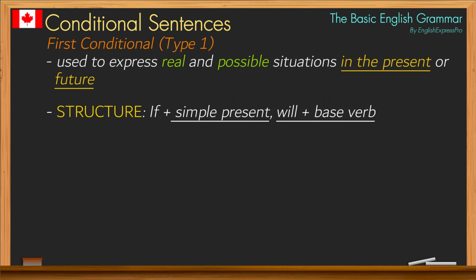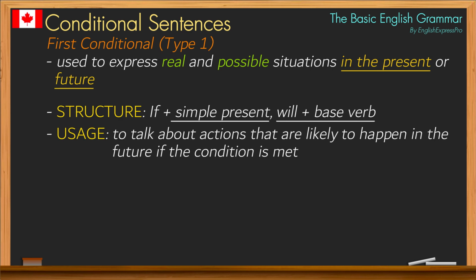Type 1 conditionals are used to talk about actions that are likely to happen in the future if the condition is met. By using Type 1 conditionals, you can effectively describe likely outcomes based on present actions or situations. Please note, the condition part always uses the simple present tense, and the result part uses the simple future tense.